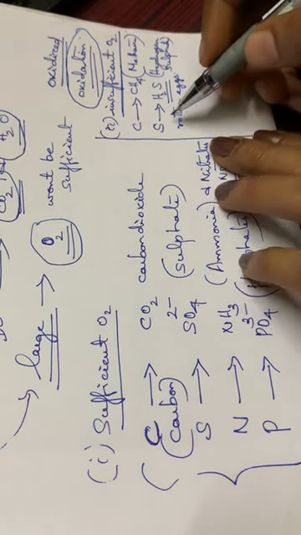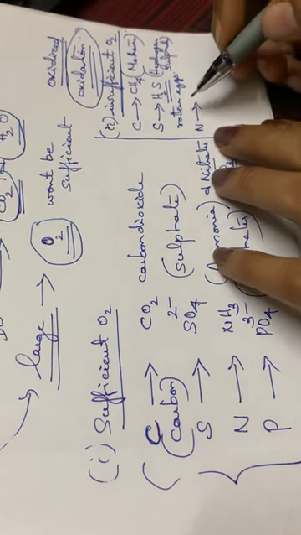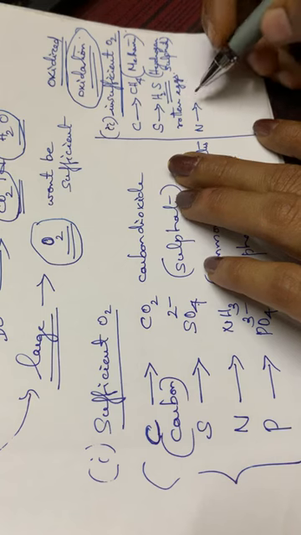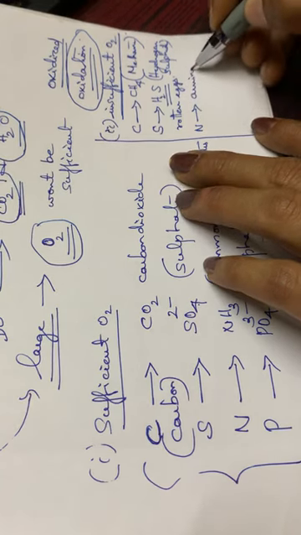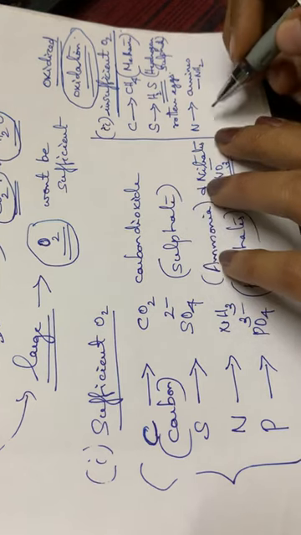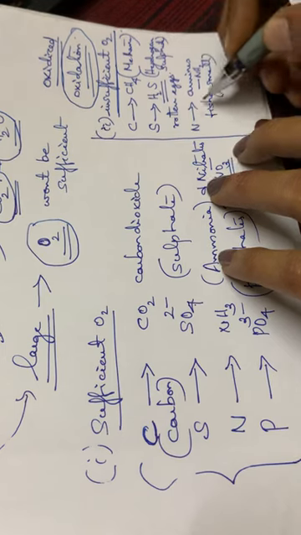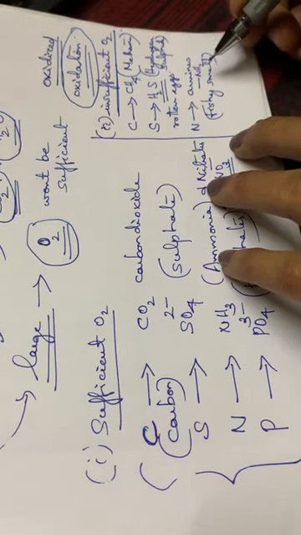Then coming to the next element, that is nitrogen. Nitrogen will be converted to amines, that is compounds with NH2 group. So these amines have got a fishy smell. It is also an offensive smell, isn't it?